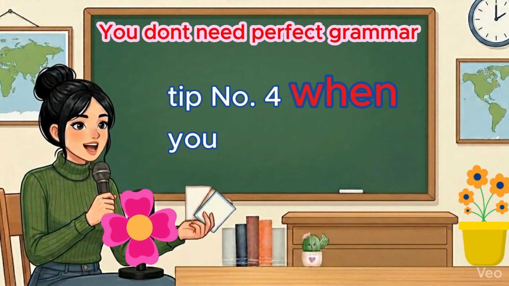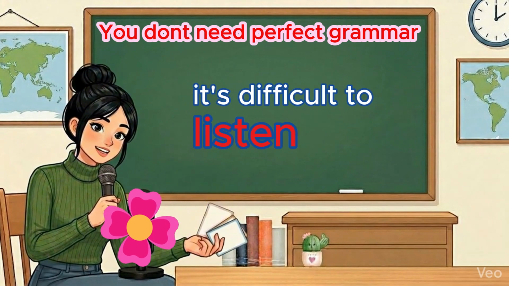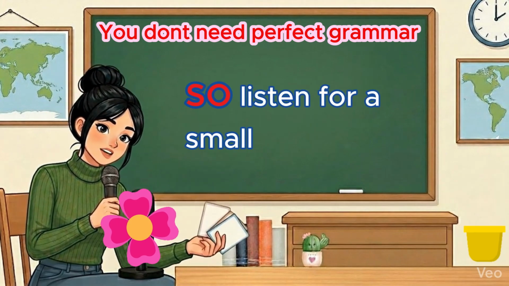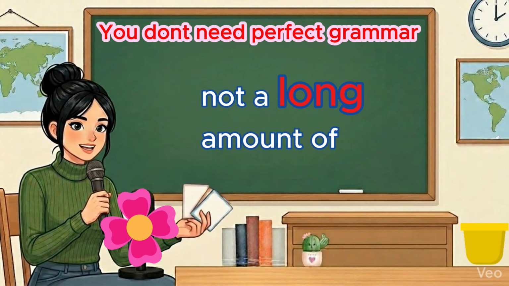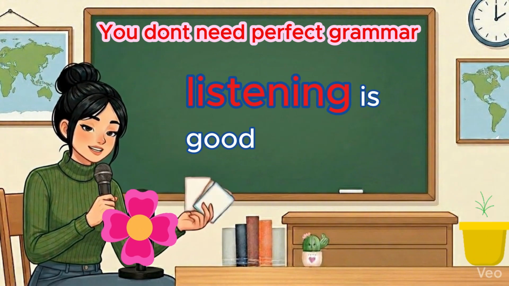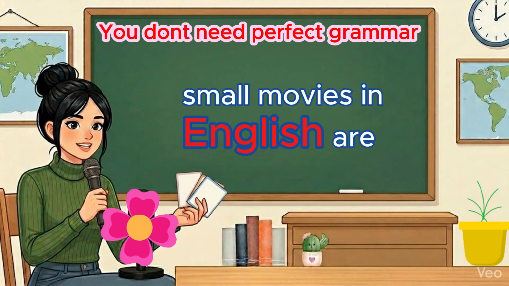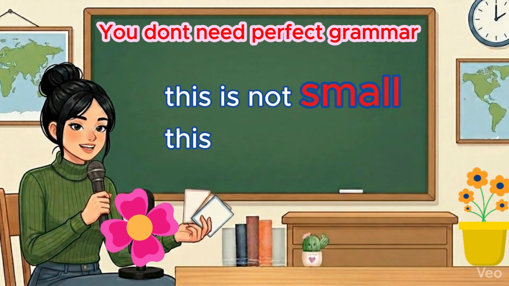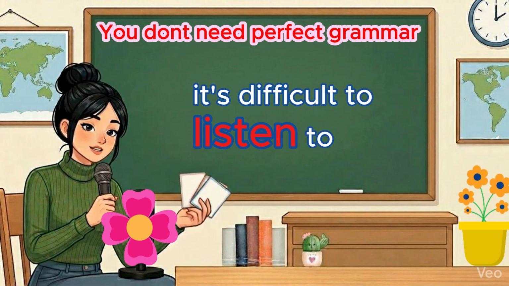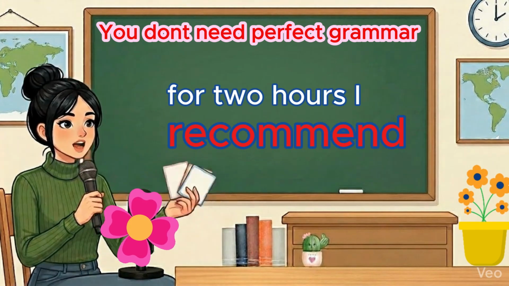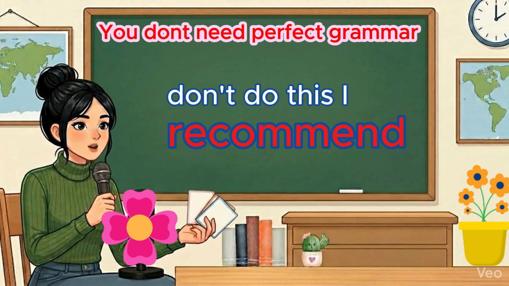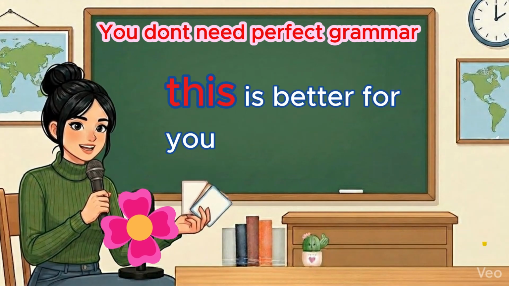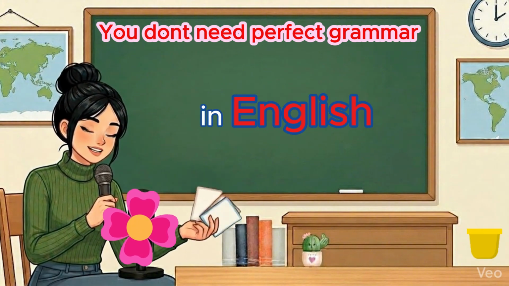Tip number 4: when you start learning English, it's difficult to listen. My recommendation is listen for a short amount of time. So, listen for a small amount of time, not a long amount of time. A small amount of listening is good. Movies in English are about 2 hours. If you watch a movie in English, this is not small, this is long. It's difficult to listen to a movie in English for 2 hours. I recommend, don't do this. I recommend short listening, for maybe 10 seconds of English to 1 minute of English. This is better for you to learn how to listen in English.